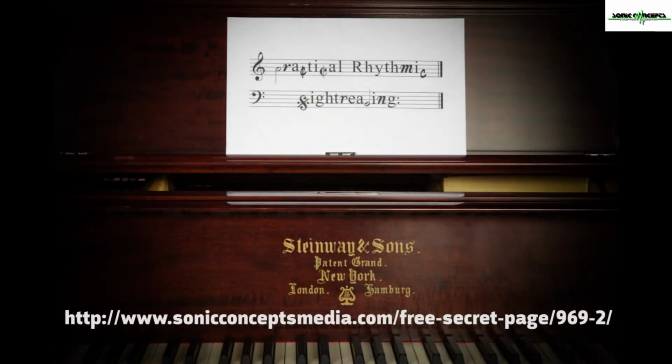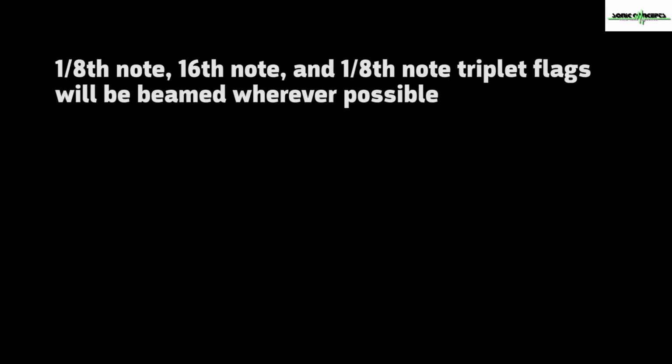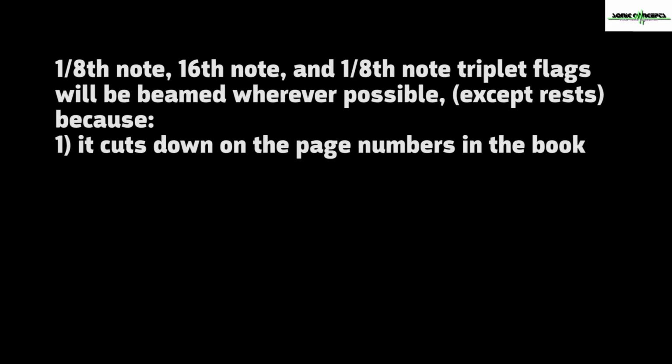Additionally, in the exercises in my free book that goes along with what we're covering in this episode, 8th note, 16th note, and 8th note triplet flags will be beamed together wherever possible, although flags will not be beamed across rests, since this is considered bad writing form. This is done for 4 reasons. The first reason is to cut down on the page numbers in the book. You can rewrite the examples with the flags unbeamed if desired, and I would highly encourage that anyway. The examples will sound exactly the same.